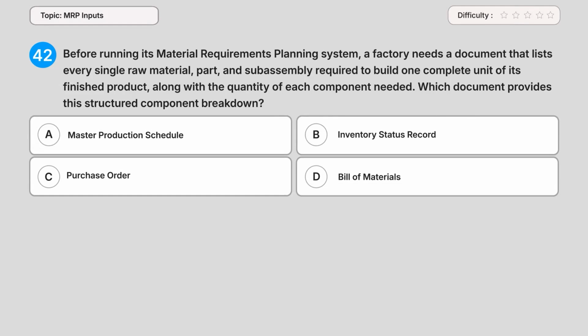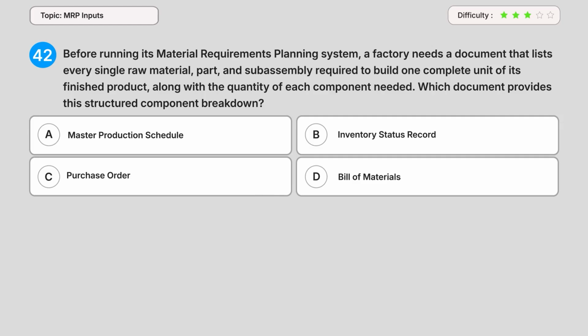42. Before running its material requirements planning system, a factory needs a document that lists every single raw material, part and subassembly required to build one complete unit of its finished product, along with the quantity of each component needed. Which document provides this structured component breakdown?